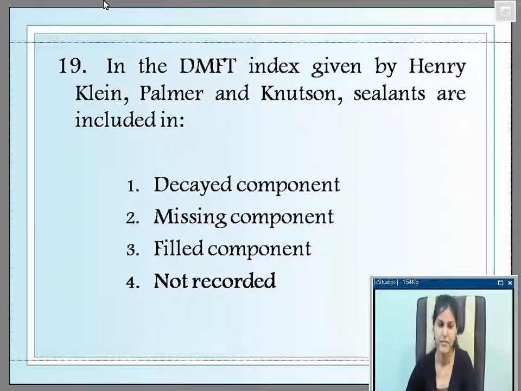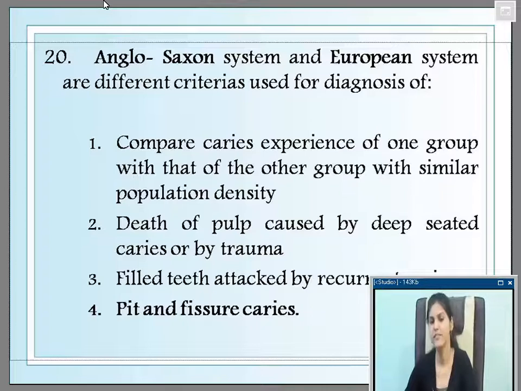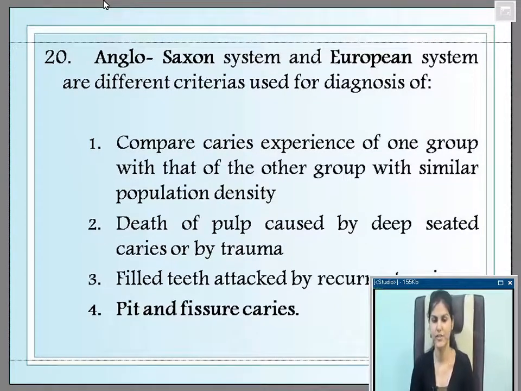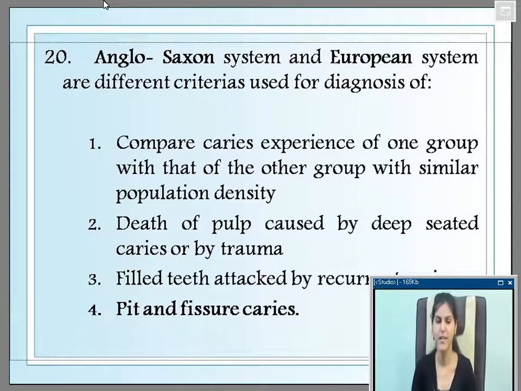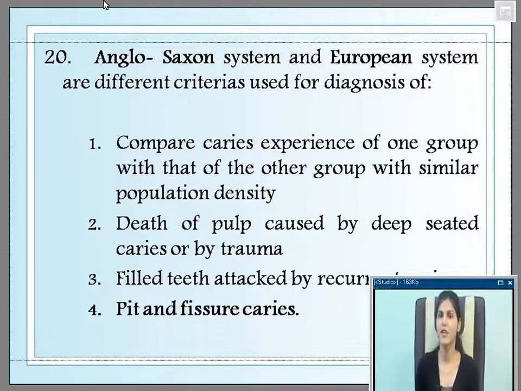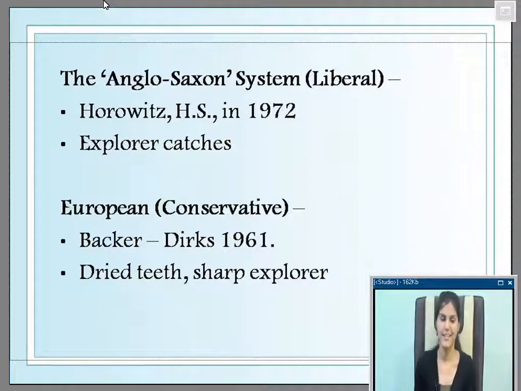That said, let's move on to the next question. This question is about different criteria used for diagnosis of... Let's just read the question. The Anglo-Saxon system and the European system are different criteria used for diagnosis of. Now these criteria are used for diagnosis of Pit and Fissure caries. Let's have a briefing about them.